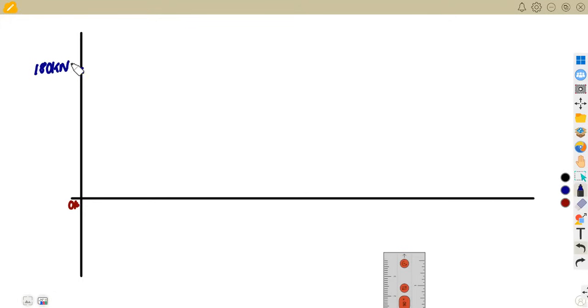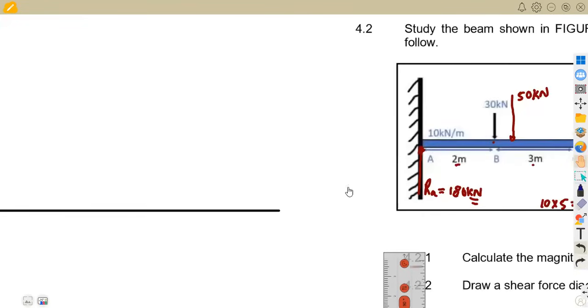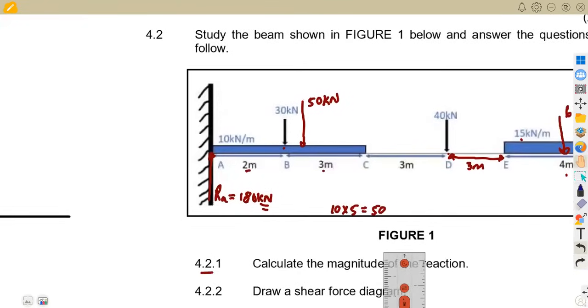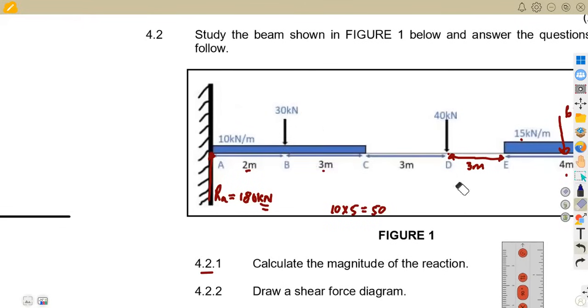So here I'm just gonna mark the important points, but you're supposed to have maybe 100, 200 and so on, or 50, 100. It's gonna be up to you. Just choose a suitable scale of your choice. All right, then if we are to check here, we've got a distributed load between A and B. So this here was just for calculation of the reaction, so we are not going to consider this. We are going to consider between A and B.